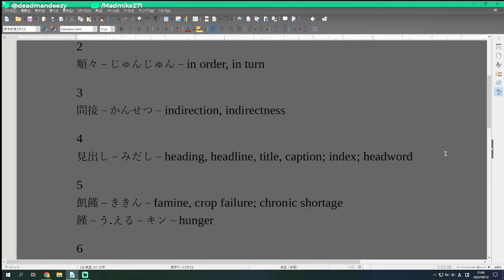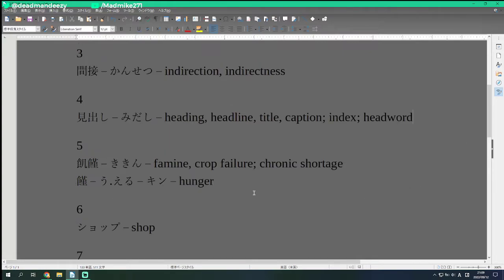Midashi is an index or a title, the head word or the caption. Midashi.